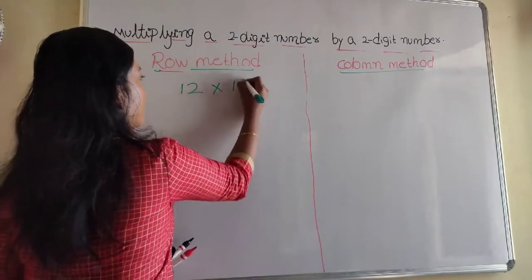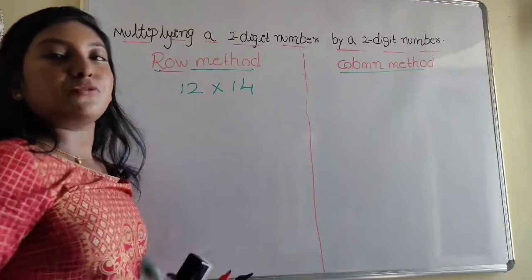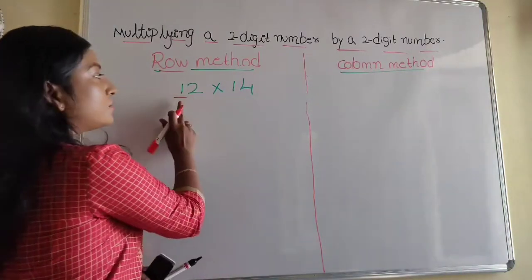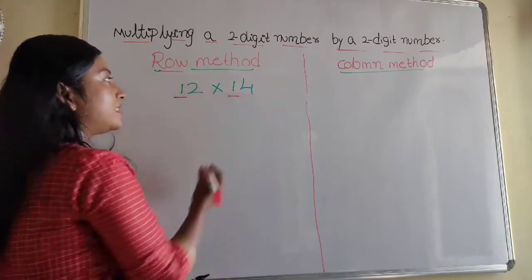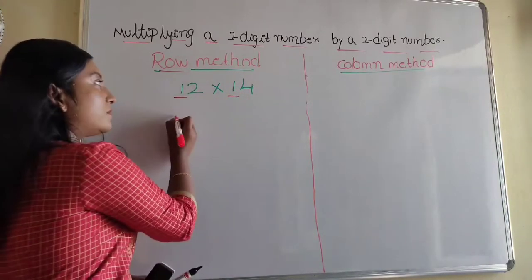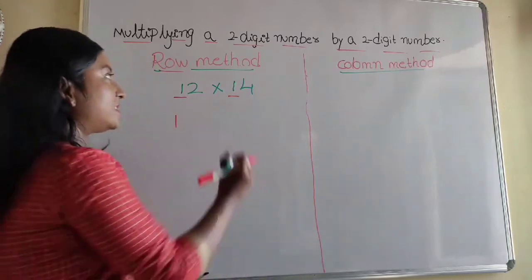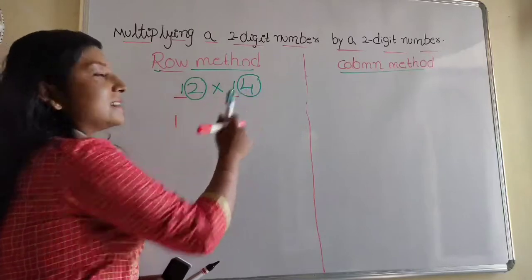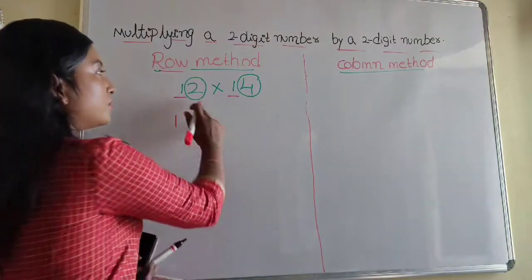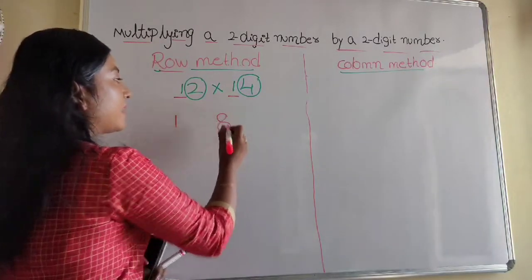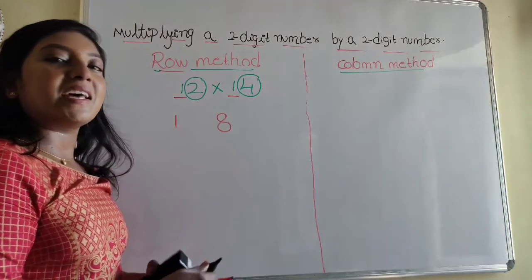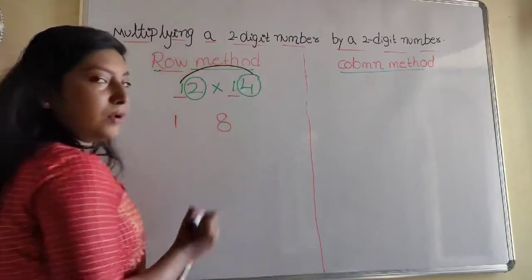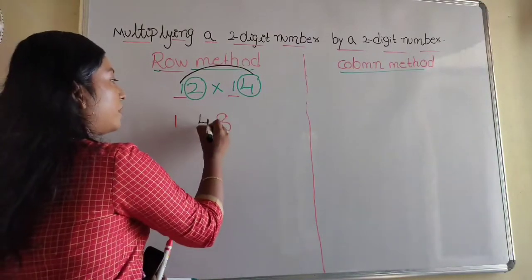12 into 14. So here I have taken 12 and 14 and let us start multiplying. Here we have to multiply the first digit and the first digit. So 1 into 1 gives 1, and the next one, 2 and 4. So multiply the digits 2 and 4. So 2 fours give 8. Next, multiply the extreme digits, that is 1 and 4, which gives 4.